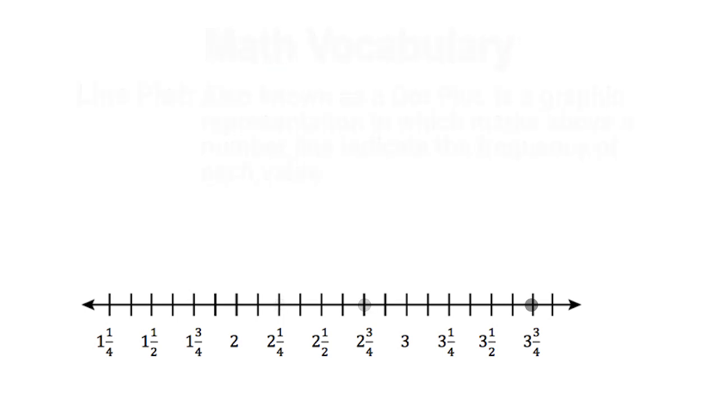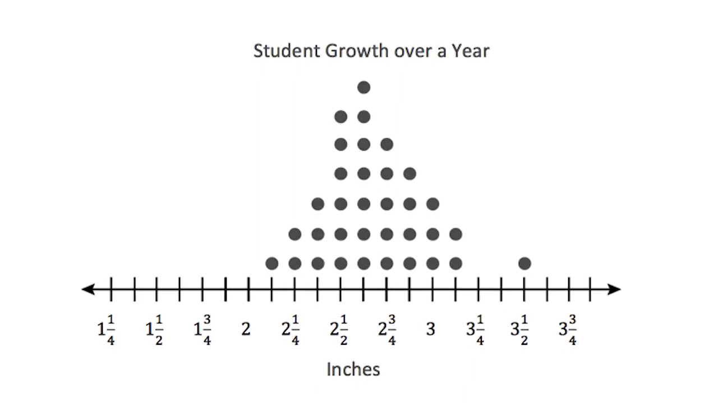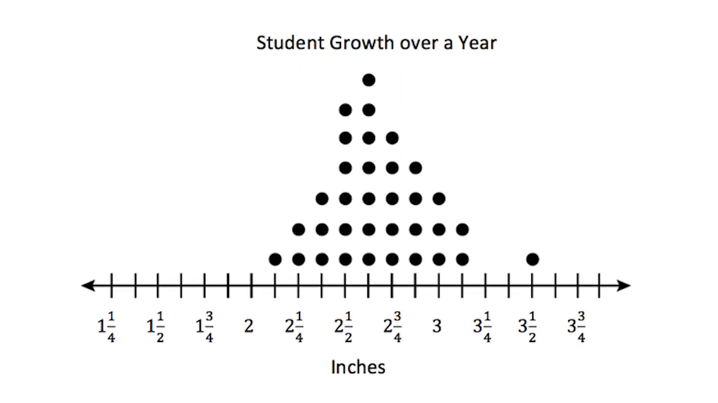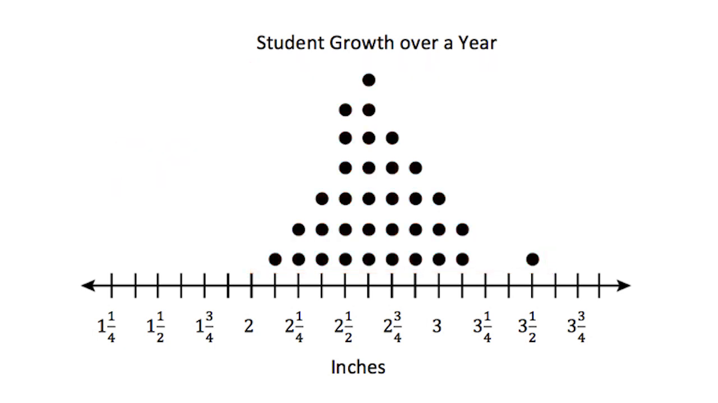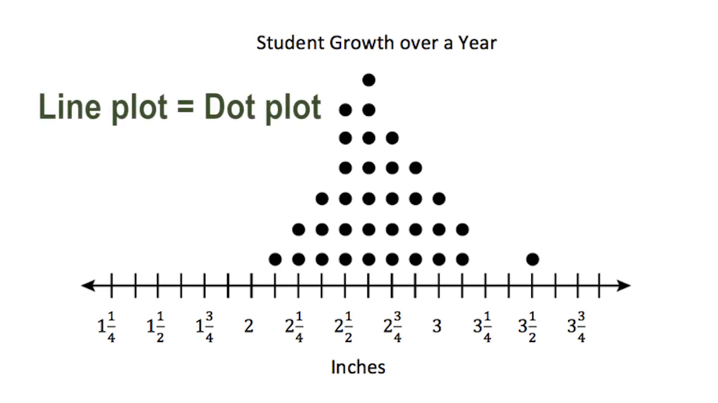Let's begin by examining the following line plot, which shows measurements of student growth over a year. We can count the number of dots, each representing an individual student, to see that 34 students are represented. In this chart, dots are used instead of X's to show students' growth. Since dots are sometimes used, line plots are also known as dot plots.